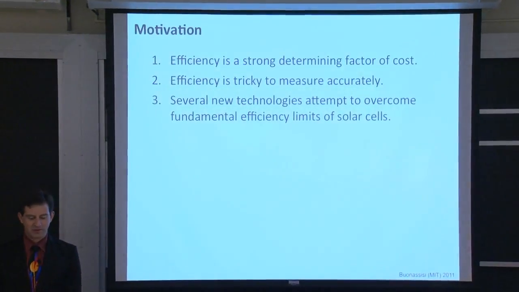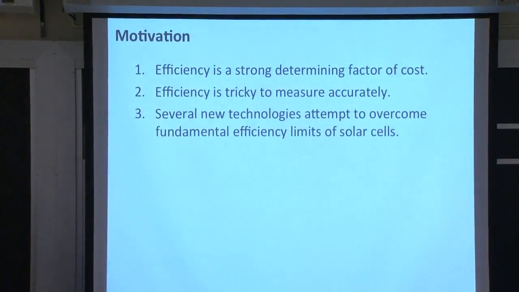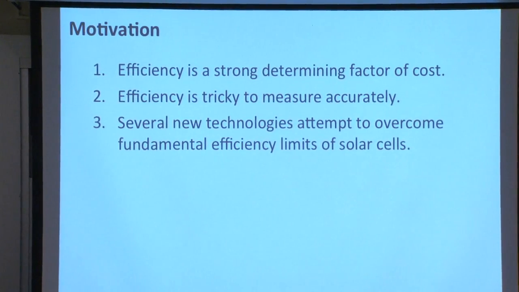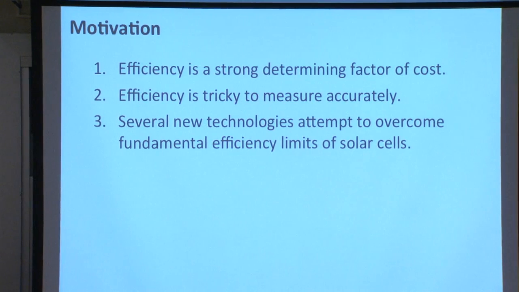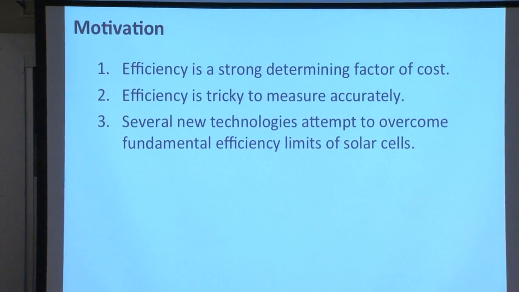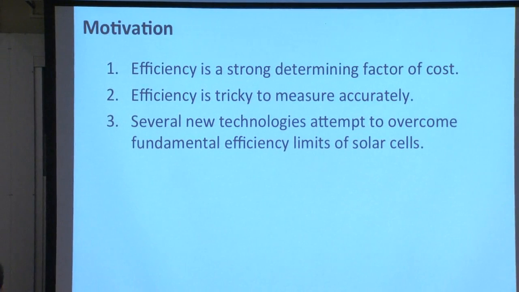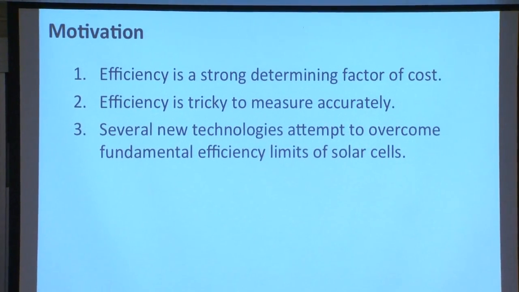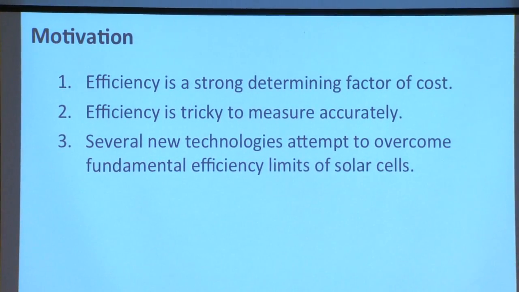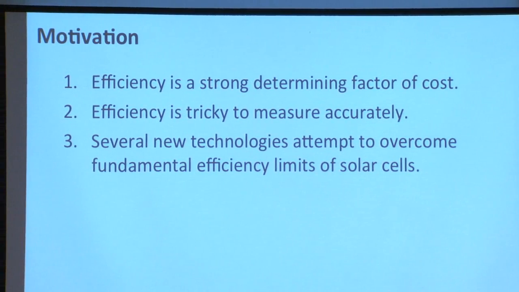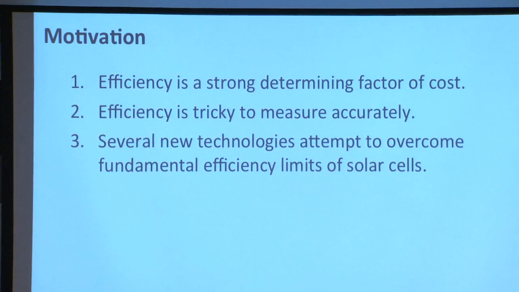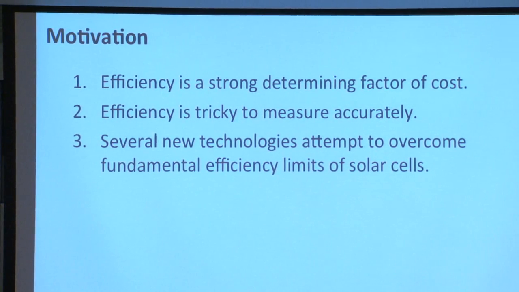Why do we focus an entire lecture on efficiency? Well, first, as we discussed previously, efficiency is a very strong determining factor for cost. The rationale, again, is that if you have low efficiency, you're going to need more commodity materials to make a given watt peak. That means you'll need a larger area of solar cell, solar module to make a certain amount of power, which means you'll need more glass, encapsulants, and so forth. So efficiency is a strong lever determining cost of all downstream components except for the area-independent factors like the inverter.